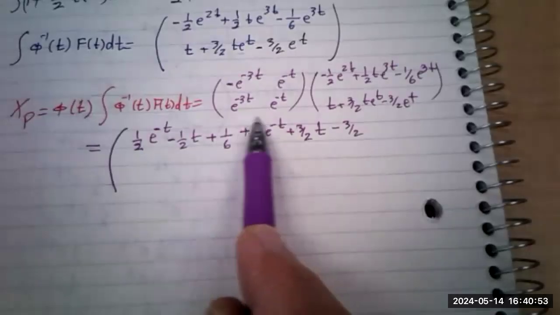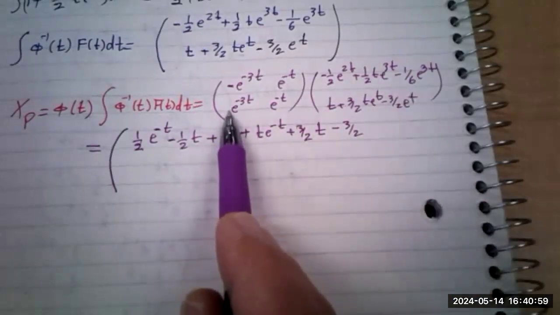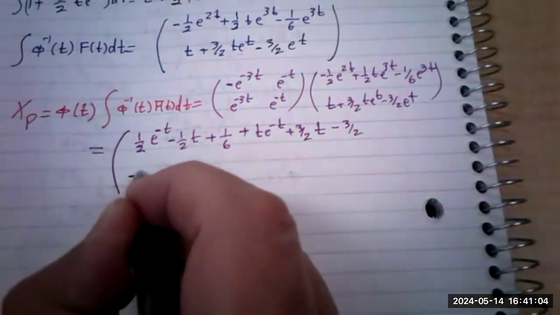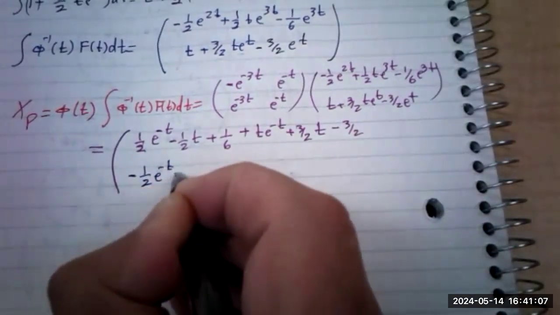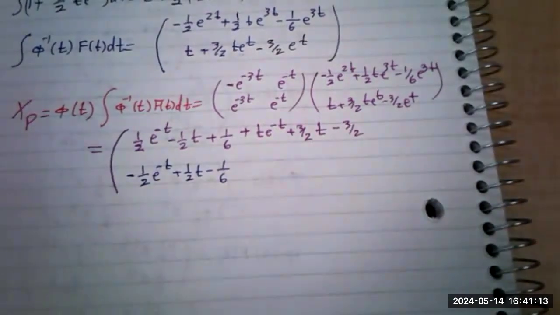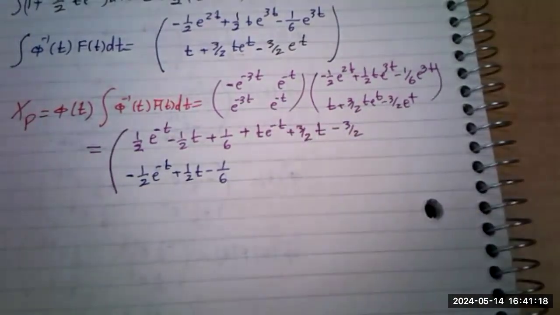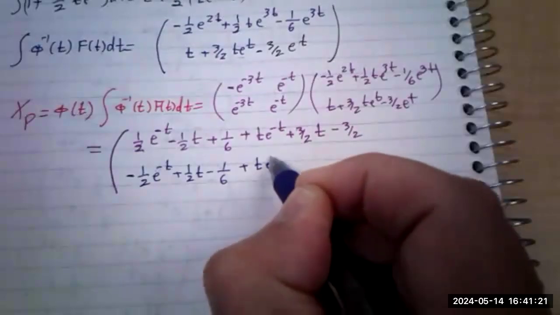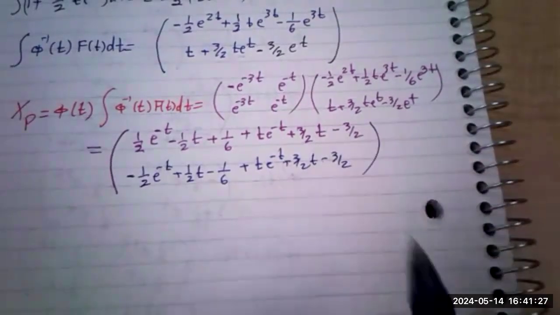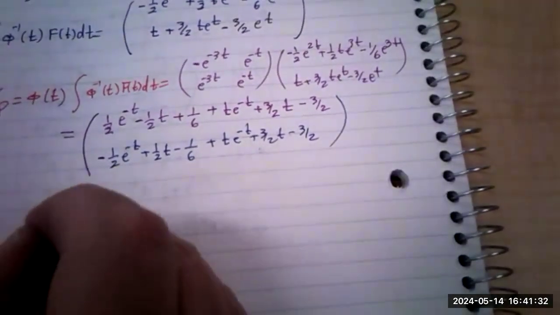So we do the same again for the second one. Everything is the same, but there is a change in signs. So opposite sign. It's going to be negative half e to the negative t plus 1/2 t minus 1/6. Everything else is the same, and e to the negative t is exactly the same thing. So it's going to be plus t e to the negative t plus 3/2 of t minus 3/2. You check to see if you have any like terms, simplify it, and that gives you the xp.